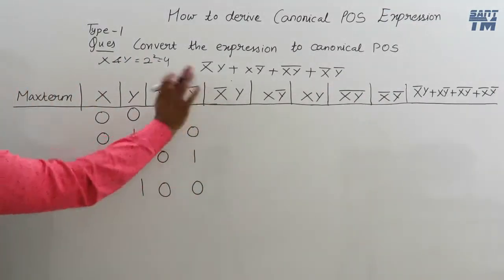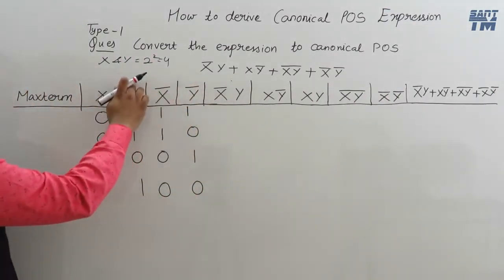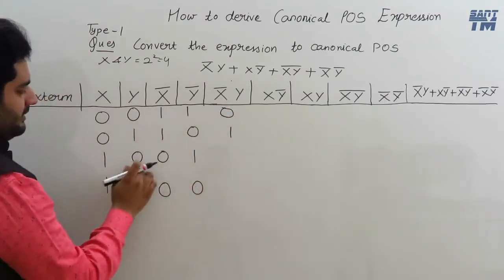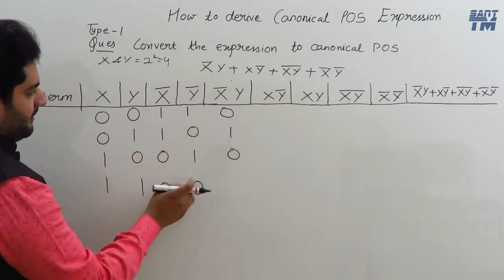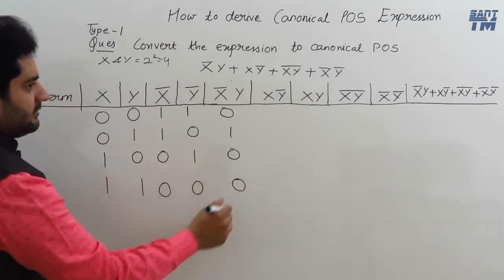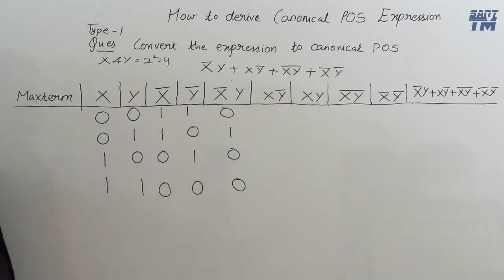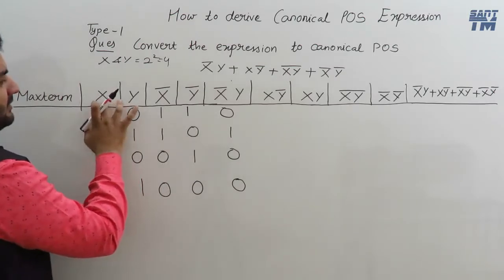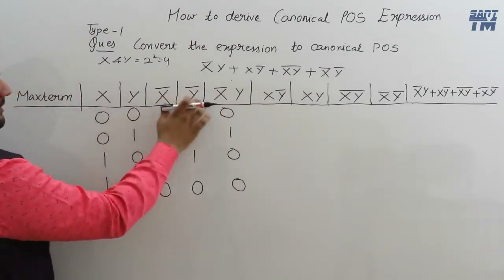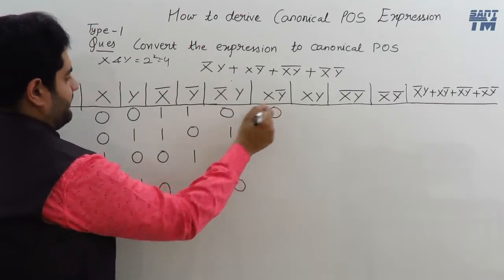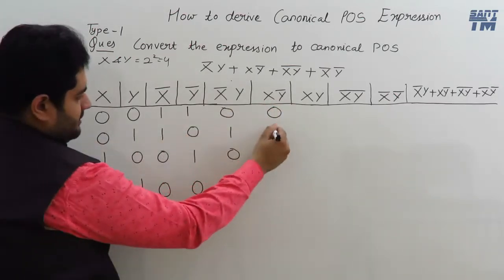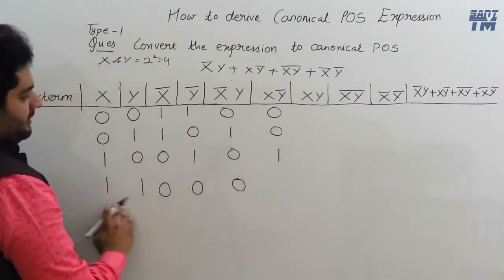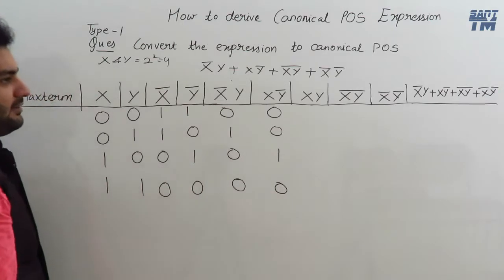So now let's solve first X bar Y. This is X bar, this is Y. 0 into 1, 0. 1 into 1, 1. 0 into 0, 0. 0 into 1, 0. So this is the column for X bar Y. Now calculate the column for X Y bar. This is X, this is Y bar. 0 into 1, 0. 0 into 0, 0. 1 into 1, 1. 1 into 0, 0. X Y bar is also complete.